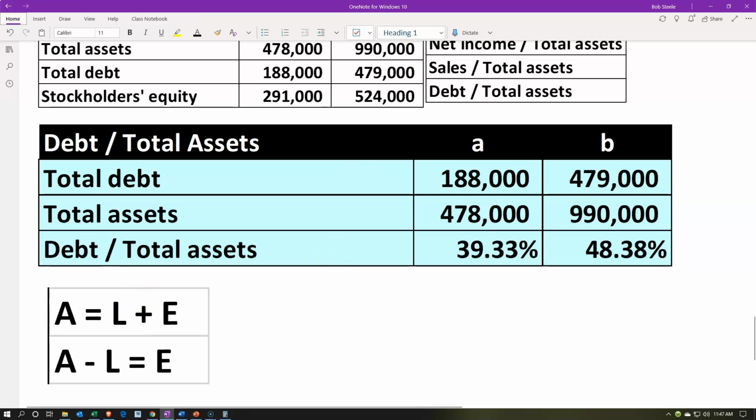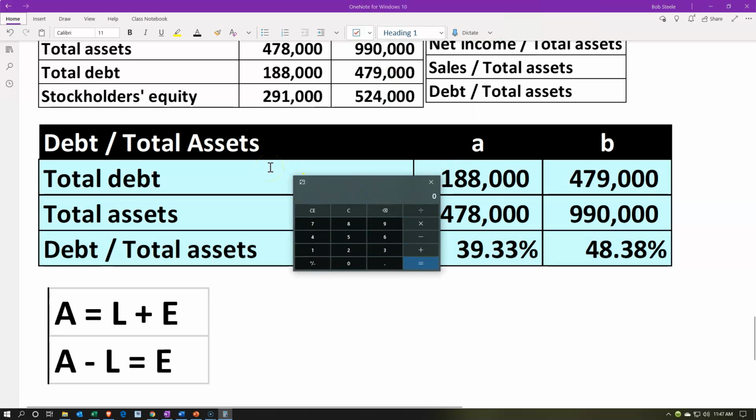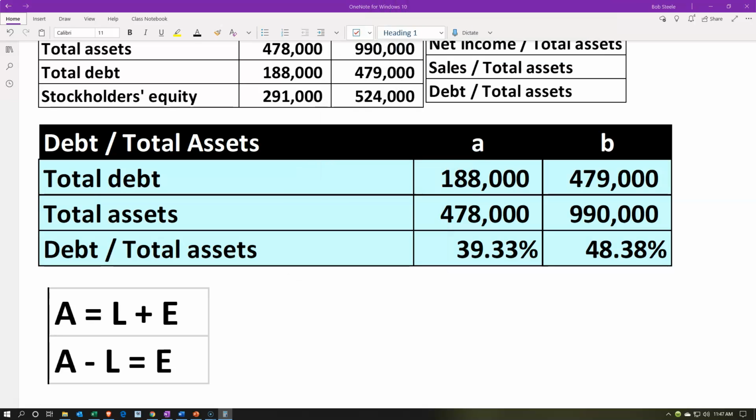And so if we do the calculation on this, let's pull out the trusty calculator just to see the rounding with it. 188,000 divided by 478,000. So if we move the decimal 2 places over, we're at 39.33% for A. B is 479,000 divided by 990,000. Moving the decimal 2 places over, 48.34%.